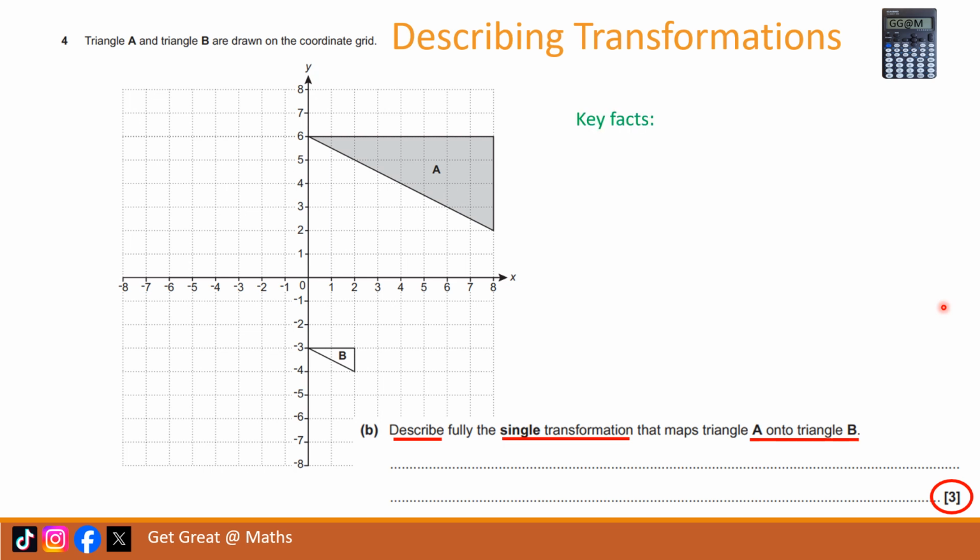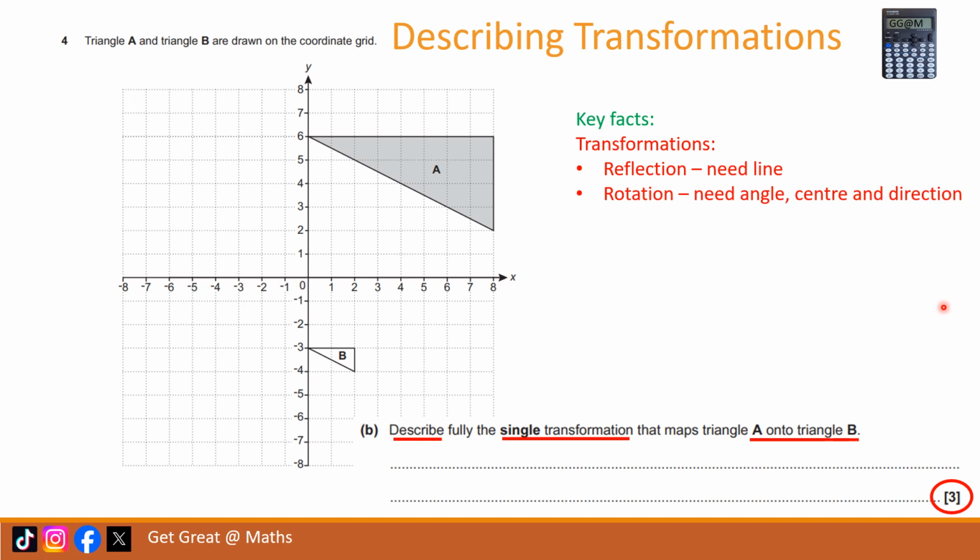Now, there are different key ways of being able to do this. So we've got to identify which transformation we're going to be using. Now, there are 4 transformations. The first transformation is reflection. And if you've got reflection, you need to state the line that you're reflecting in. There's also a rotation. So you'll need the angle that you're rotating by, where the centre is, and the direction you're rotating in, either clockwise or anti-clockwise.